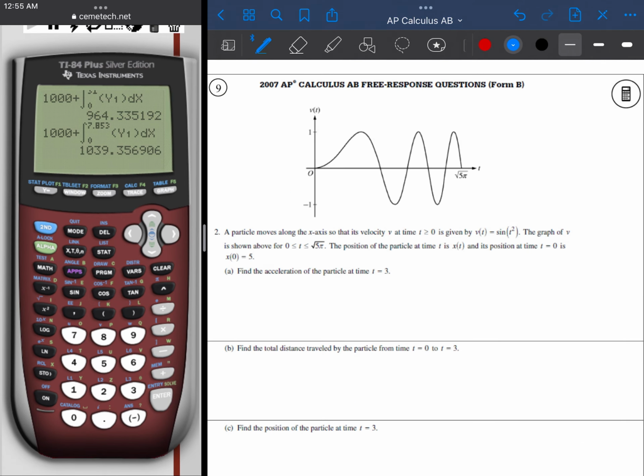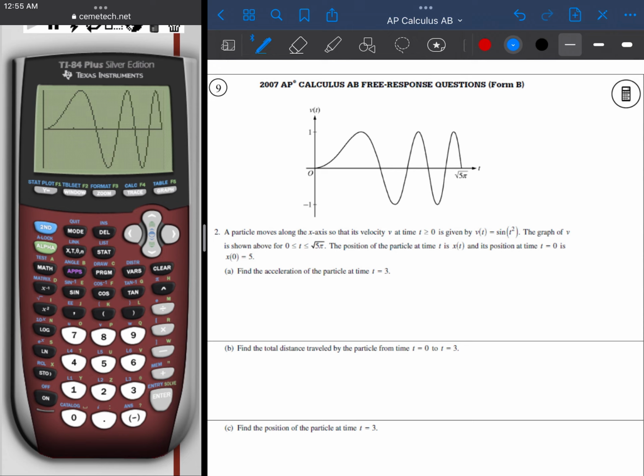Number 9, yet another calculator question. I'm noticing that we have an equation, so we might as well plug that equation in for our velocity. So our velocity function is sine of t squared. Cool. And our interval, our window, is between 0 and the square root of 5 pi. Good. Zoom 0, and we should get that exact graph that is shown to us. Yeah, looking pretty good.